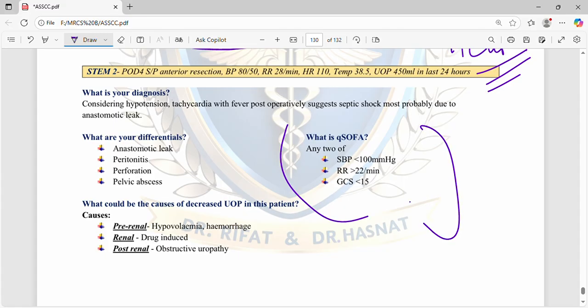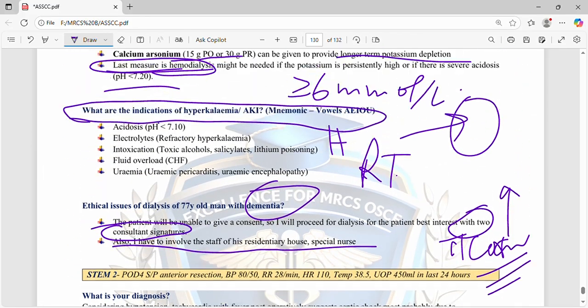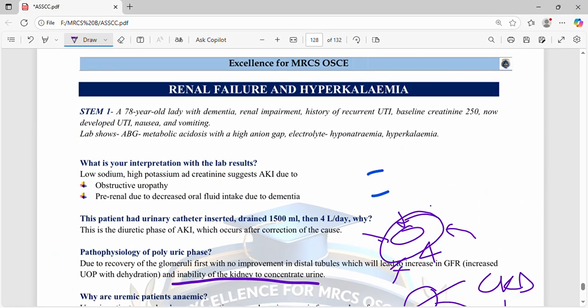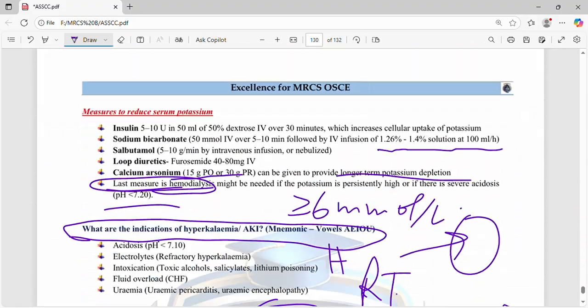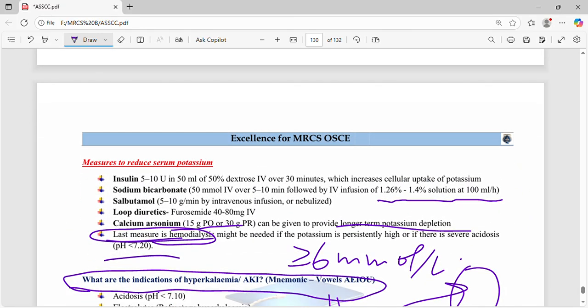What could be the cause of decreased urine output in these patients? Prerenal: hypovolemia, hemorrhage. Renal: can be drug-induced. Post-renal: obstructive uropathy, maybe he has BPH. So this was all about hyperkalemia and renal impairment. The tricky thing in this station is the management of hyperkalemia and the effects of hyperkalemia on heart muscle cells, or in general on cells. You have to be careful because they ask these tricky questions.